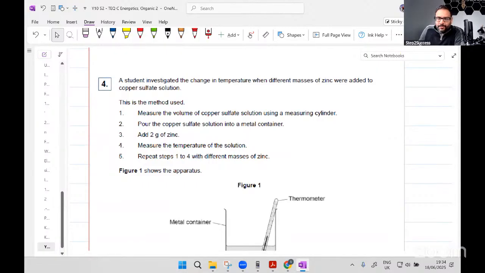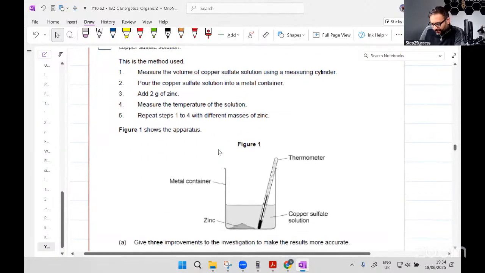Right, and then 1 to 4. Right, let me see if I want to do this.